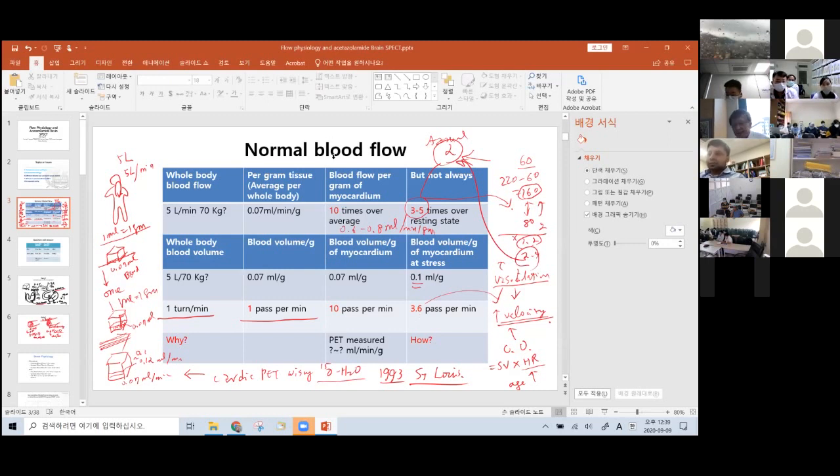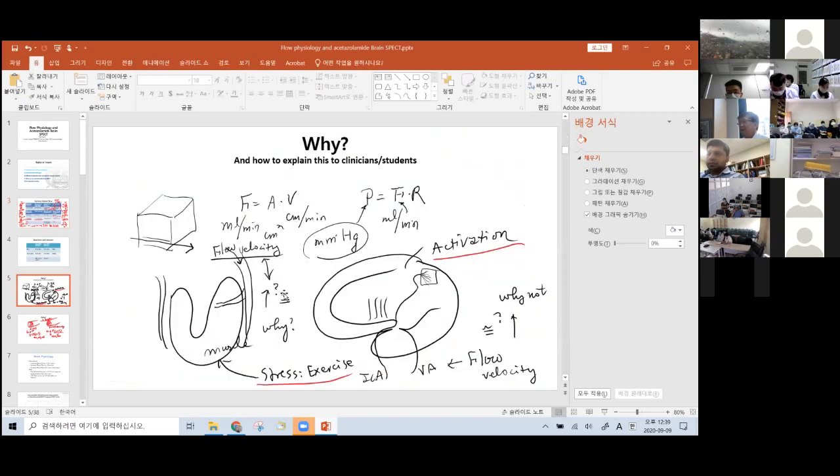So we know these things very well, but we do not use that information when understanding. And here, I draw this again. Why, and how to explain this to clinicians and students? Now you are familiar with this drawing. 1 gram of tissue, and we put radioactivity here, and then MIBI uptake or HMPAO uptake is going to mean blood flow.